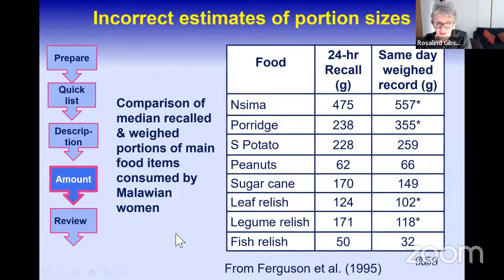And this is some data again from Elaine showing the comparison of the median recalled weight from the 24-hour recall versus the same day weighed record for these particular food items. And you can see the ones that are asterisked are significantly different. There are some significant differences between the weight that's been recalled in the 24-hour recall versus the weight that was weighed in the same day weighed record.